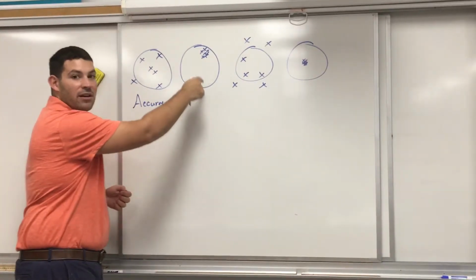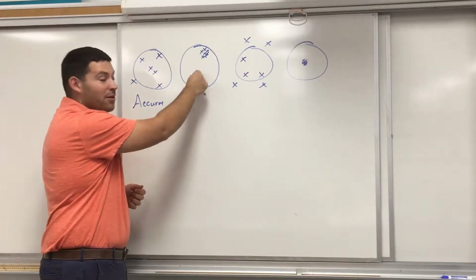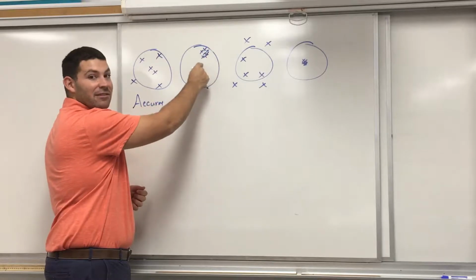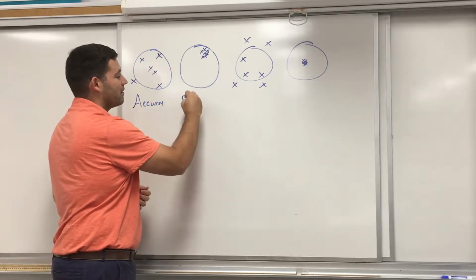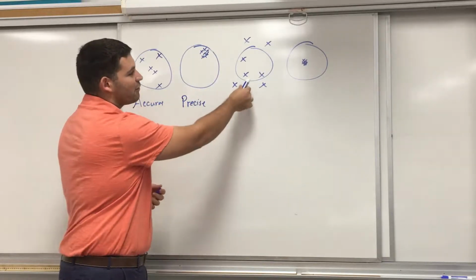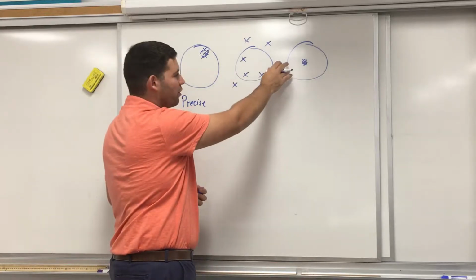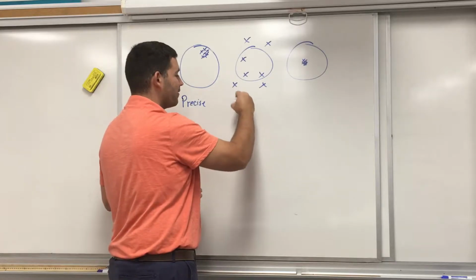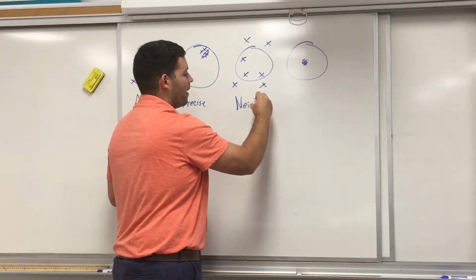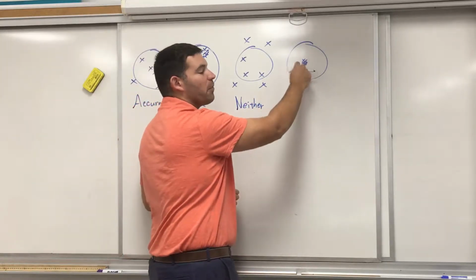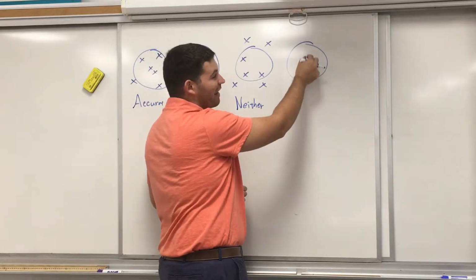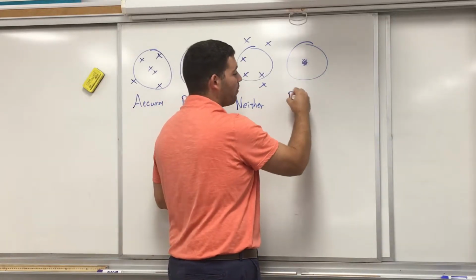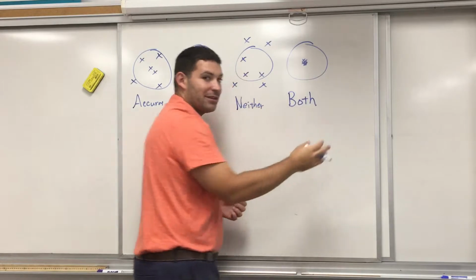Now in our next one, none of them are hitting the middle, but they're all clustered together. So we're gonna call that precise. Now in this third target, they're all over the place. So this is neither accurate nor precise, it's neither. And in our last target, all of them are right in the middle. So they're hitting the target and they're in the middle. So we're gonna call that both accurate and precise.